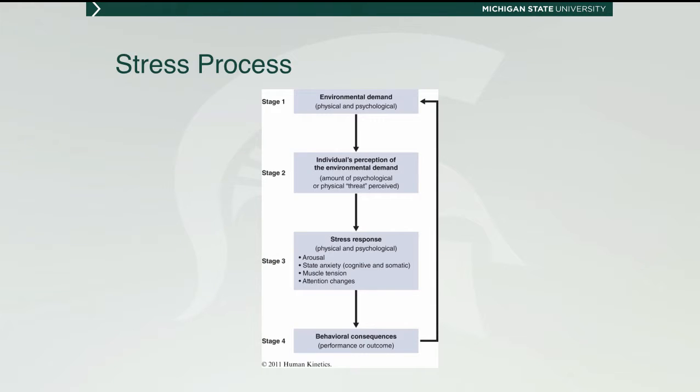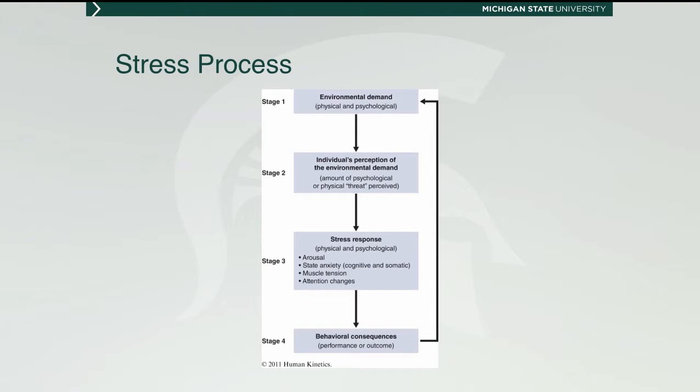So here's a picture. Again, this is figure 4.3 on page 82. And this is really the stress process. So first there's some environmental demand, and it could be a physical demand, it could be some sort of psychological demand. Okay, and then there's stage 2, an individual's perception of the environmental demand. So something goes on, and then we appraise that demand. So we can think of this as really like the amount of psychological or even physical threat that might be perceived by the individual. And then from those appraisals, we have a stress response.